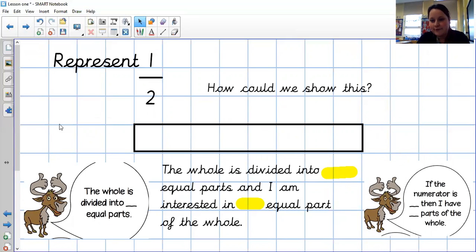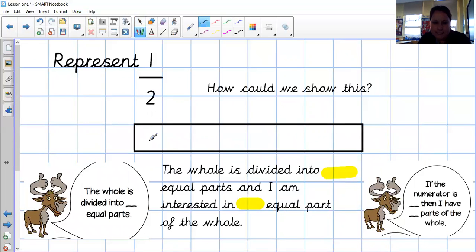So we need to represent some of these unit fractions. We've recognised some unit fractions. We now need to represent them. So here I've got a half. How could we show this? So how could we show a half? So if we think about our denominator first, our whole is split into 2 equal parts. So here I've got my whole. So the whole is divided into 2 equal parts.